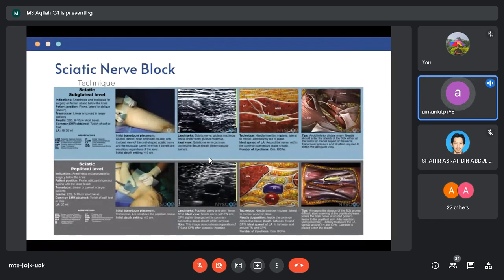until we reach the common connective tissue sheath. That's where the local anesthetic drug spreads.